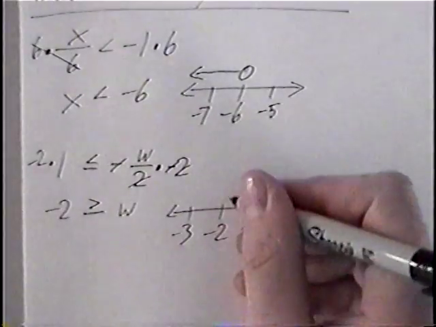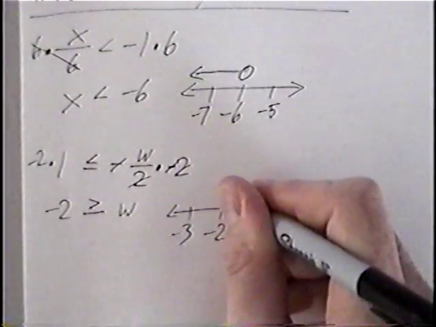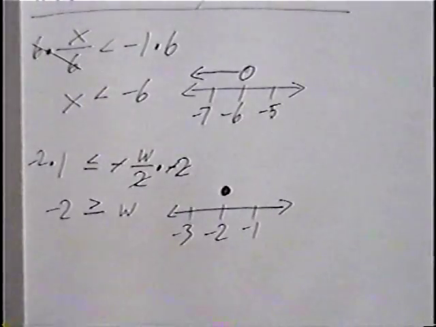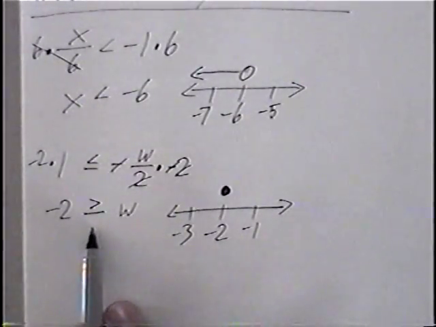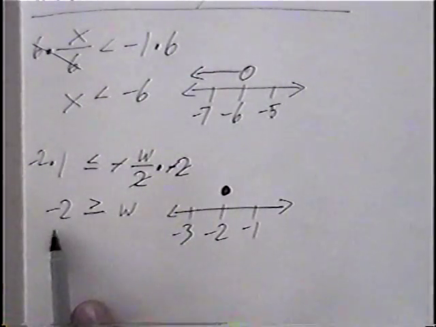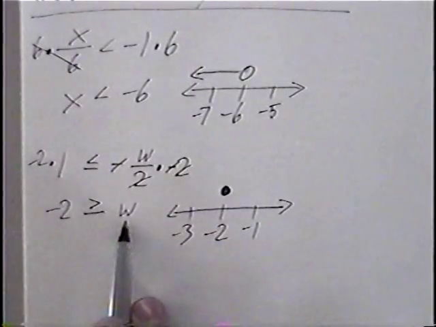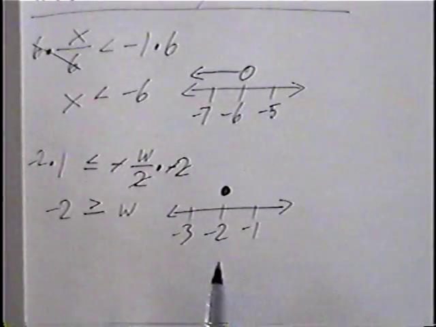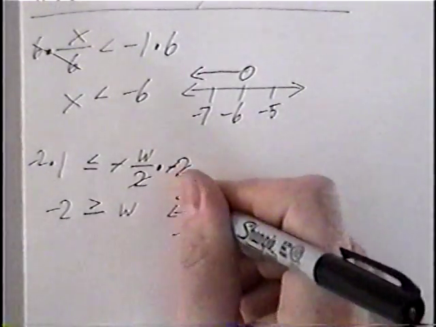Greater than or equal to would be a closed circle. And if negative 2 is greater than or equal to w, that means negative 2 is the bigger number. We want the smaller numbers for w, and the smaller numbers would go to the left.